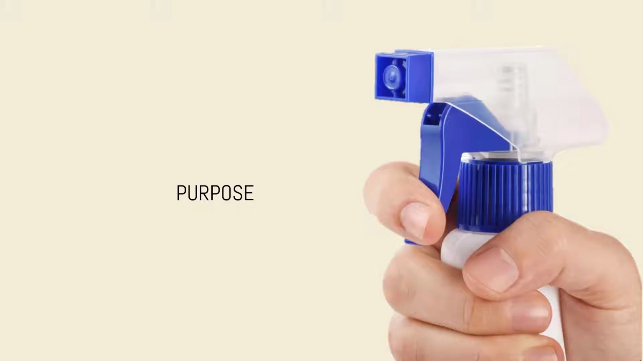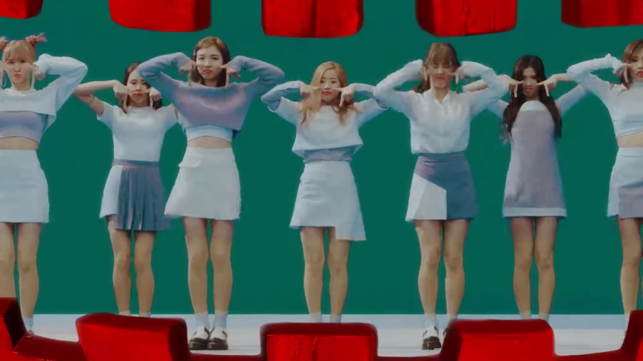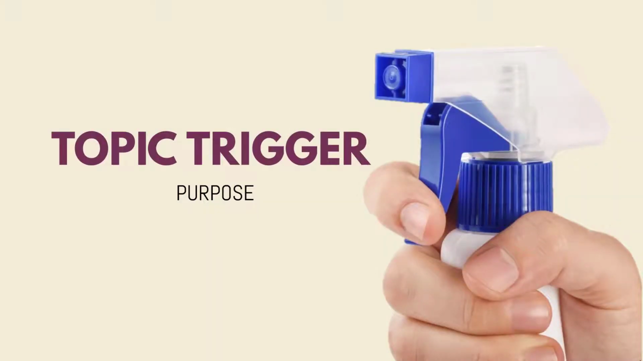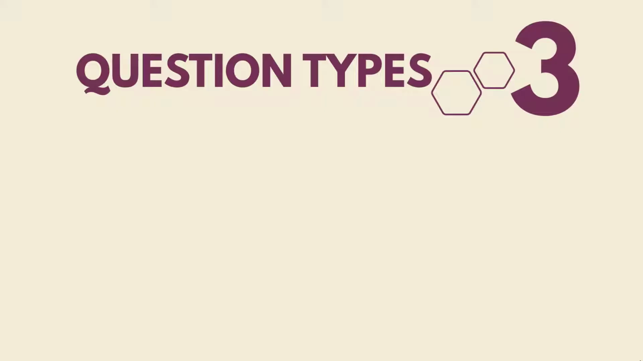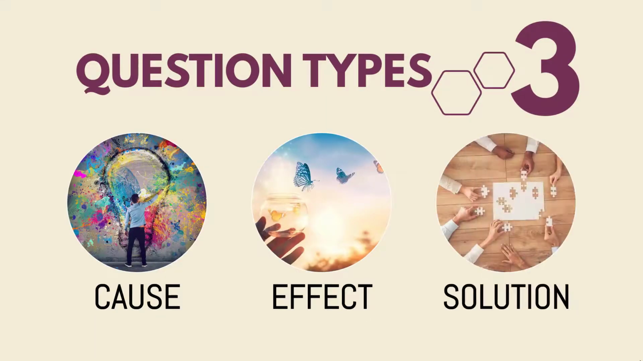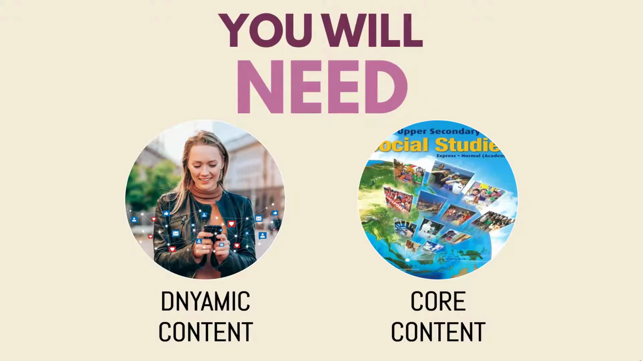So, what is the purpose of the abstract? The purpose is TT. It's not what you think, but it is the topic trigger. It's to trigger the topic that is related to what you will be answering in a very short while. So you need to understand that there are 3 question types. There is the cause, there is the effect, and there is the solution. To answer SRQ question A, you need 2 types of content. You need the dynamic content and you need the core content.